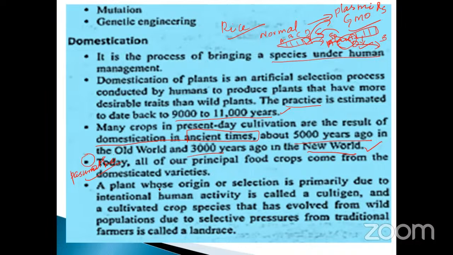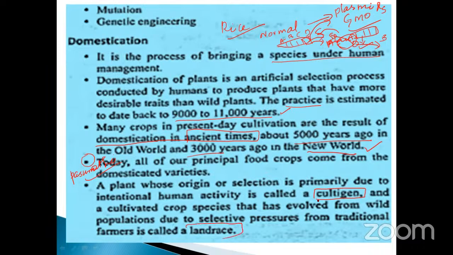The next: the plant whose origin or selection is primarily due to intentional human activity is called a cultigen. See this one? Intentional human activity is called cultigen. And the cultivated crop species that has evolved from the wild population due to the selective process by traditional farmers is called landraces. That is very, very important. So two things you should note down here.